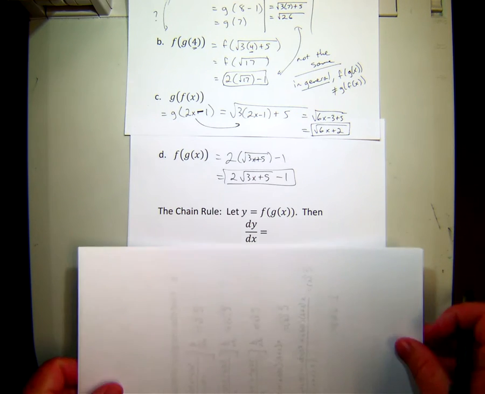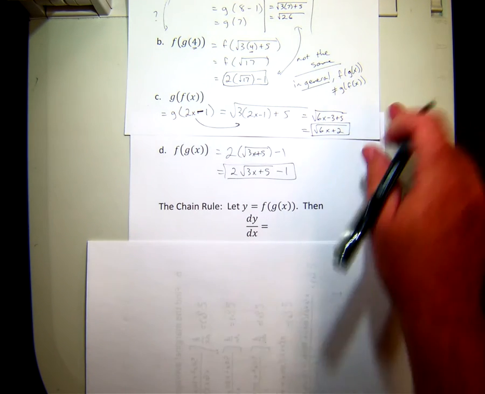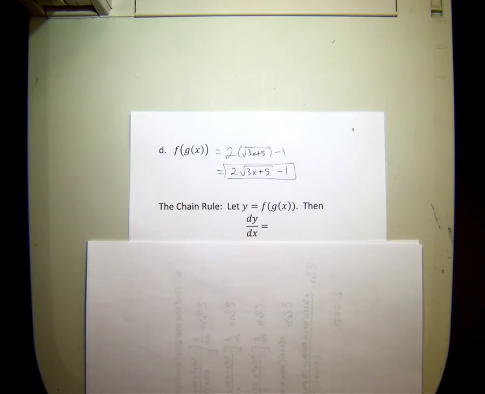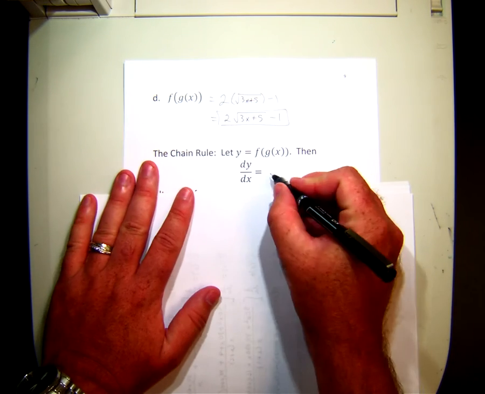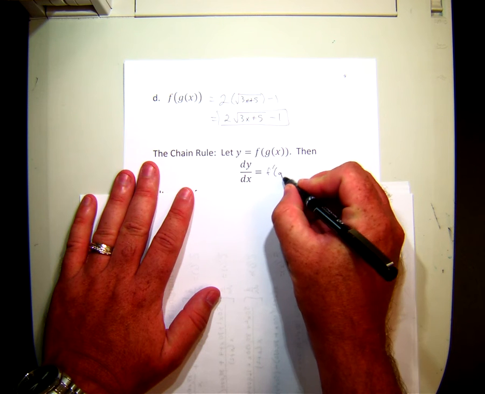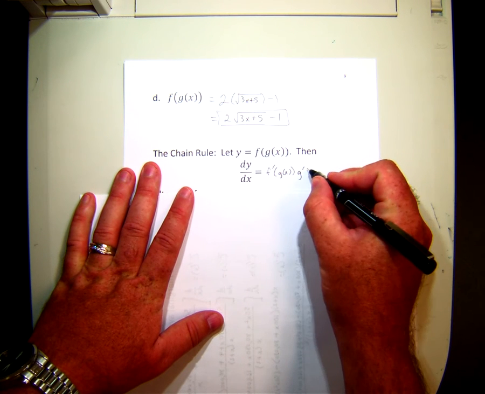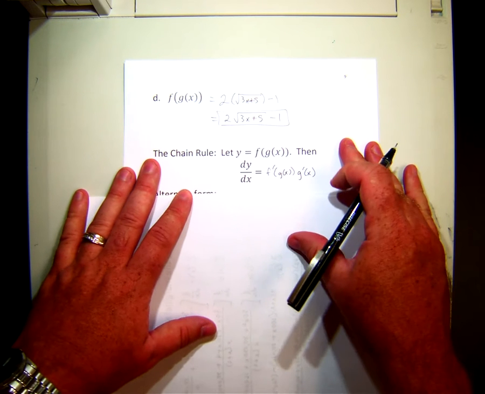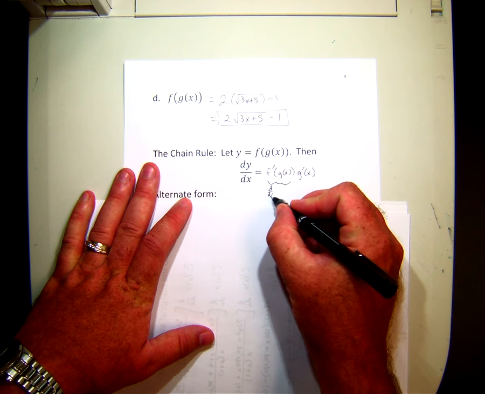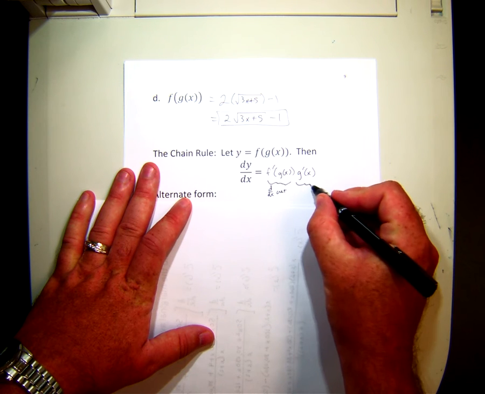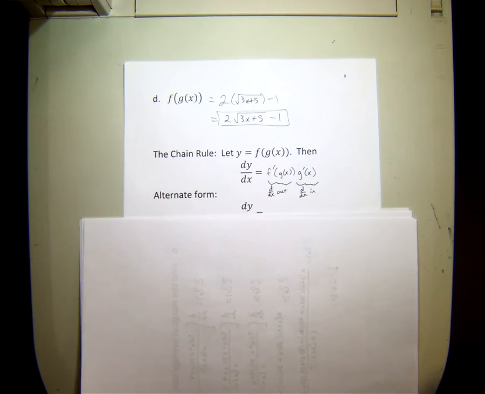Okay? The chain rule says let y equal a composite function, f of g of x. Then the derivative is simple. You take the derivative of the outside, leave the inside alone, then multiply by the derivative of the inside. So this is the derivative of the outside times the derivative of the inside.